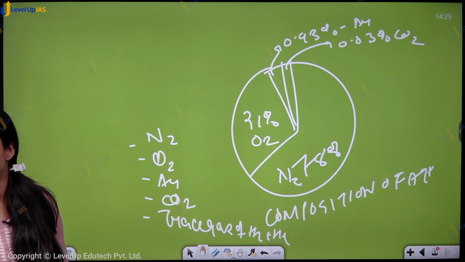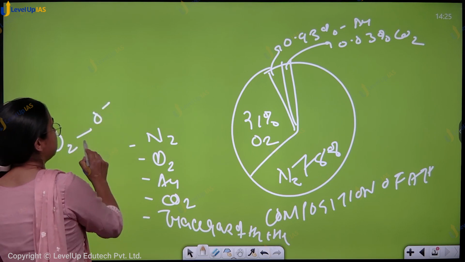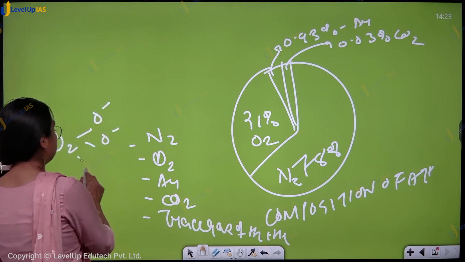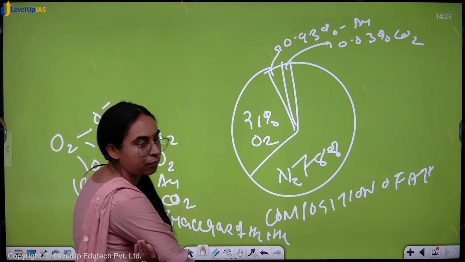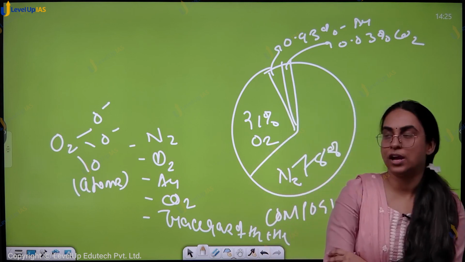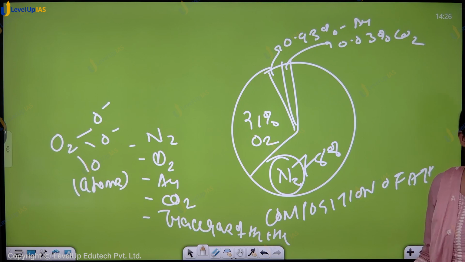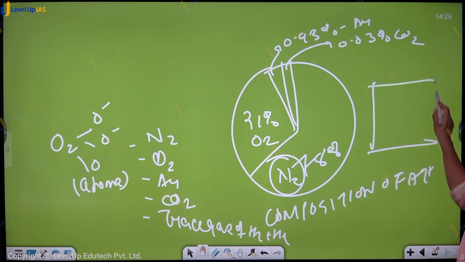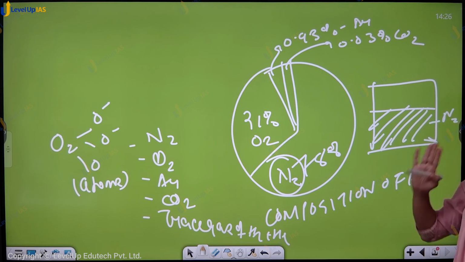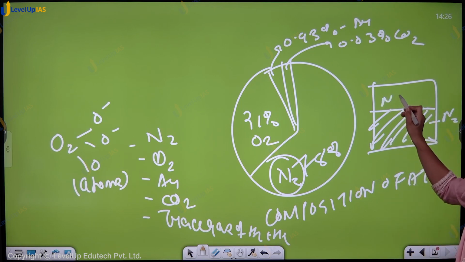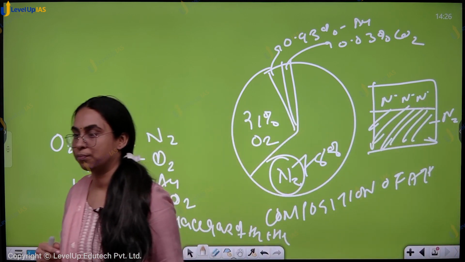What is ionic form? It is split. For example, oxygen molecule can be split into oxygen atoms. So splitting into atomic form is the ionic form. Nitrogen exists in gaseous form to some extent in my atmospheric layer, let's say up to 80 kilometers. But above 80 kilometers, I can have nitrogen atoms split. That is our ionic form.